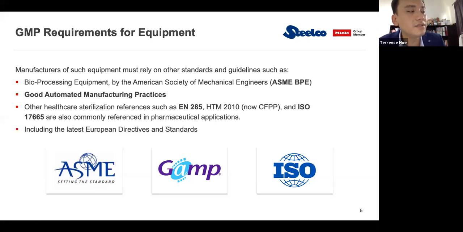For example, for some pharmaceutical manufacturers that produce drugs for hospital use, sometimes we have to follow, for example, EN 285, HTM 2010, or even ISO 17665. It's a reference in pharmaceutical application. And of course, there are a lot of standards all around the world. We also follow our own country of origin, like the latest European directives and standards. So these are the standards, beside the GMP regulation, that we also need to follow.